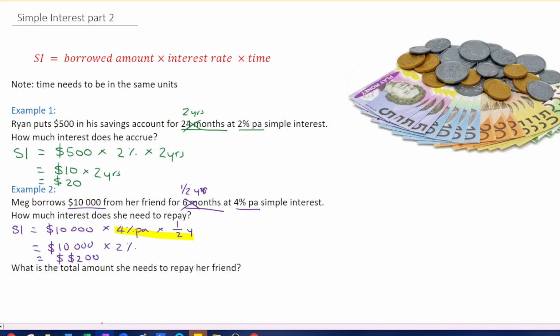What is the total amount she needs to repay her friend? Well, after 6 months, she's not going to just repay $200. She needs to repay the principal amount that she borrowed as well. So repayment equals the original amount that she borrowed, which is $10,000, plus $200, which makes it $10,200. That's how much she needs to repay her friend at the end of 6 months.